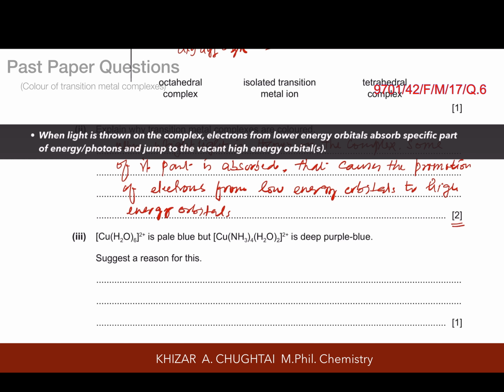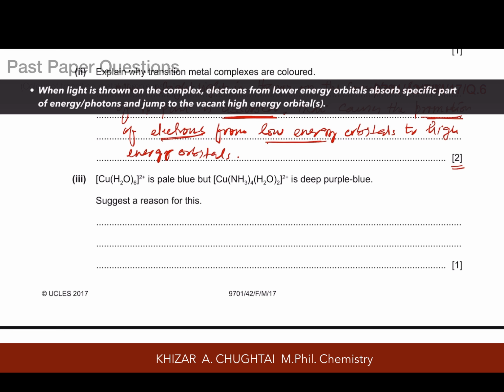So the one mark is for absorption, light is absorbed. The second one mark is for the promotion of electron from low energy to high energy orbital. So that's why they are giving the colors of different compounds. The next one is hexaaqua copper(II) ion complex, which is pale blue, but this tetraamminediaqua copper(II) complex is deep purplish blue.